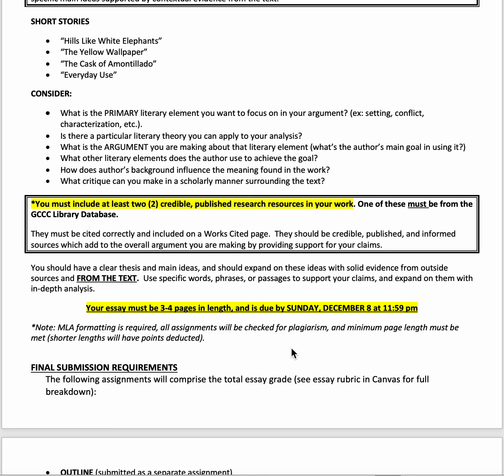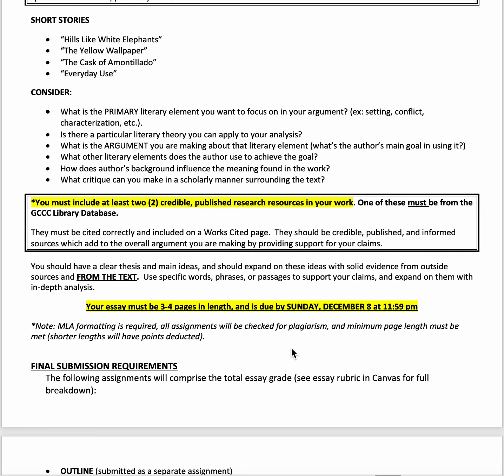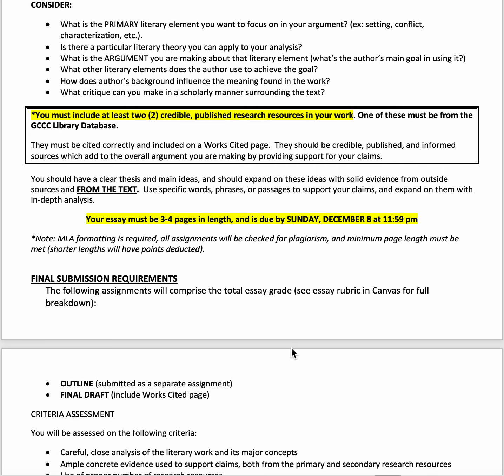So again, make sure you're integrating good, solid evidence throughout your analysis and each of your main ideas to support your claims. So your essay is going to be 3 to 4 pages in length and is due on Sunday, December 8th at 11:59 p.m. Again, MLA formatting required, check for plagiarism, and minimum page length must be met.